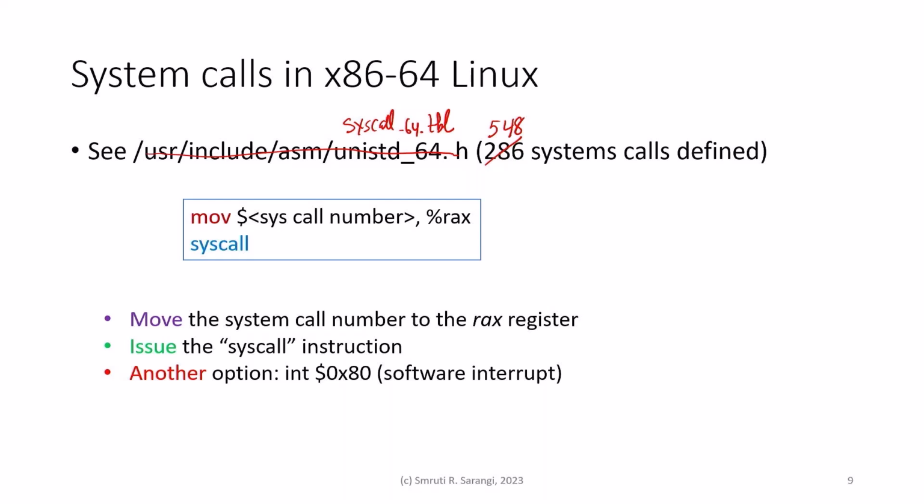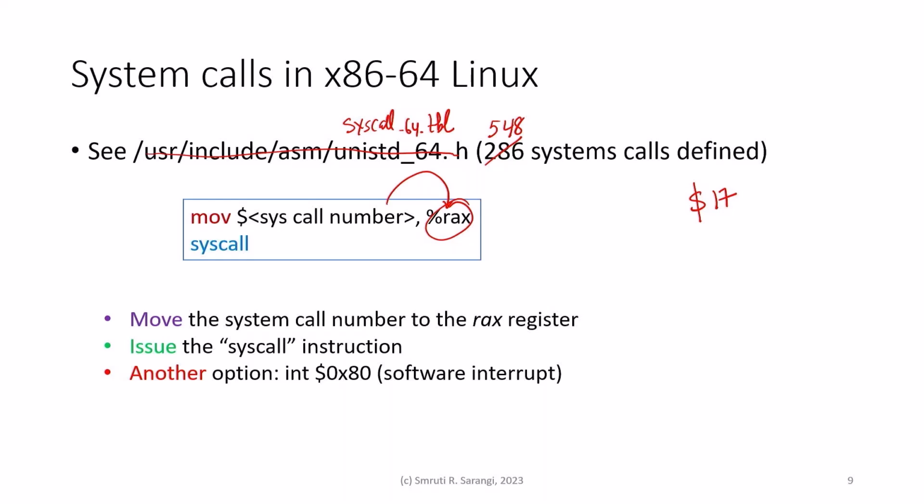The way that you actually invoke a system call is very simple. You move the system call number to the RAX register. I'm talking of 64-bit x86. The way that you specify the immediate is with a dollar. So let's say the system call number is 17. So you move 17 to the RAX register. In this variant of x86-64 assembly called the AT&T format, the destination is at the end. This is quite unlike simple RISC and RISC-V, where the destination is at the beginning.